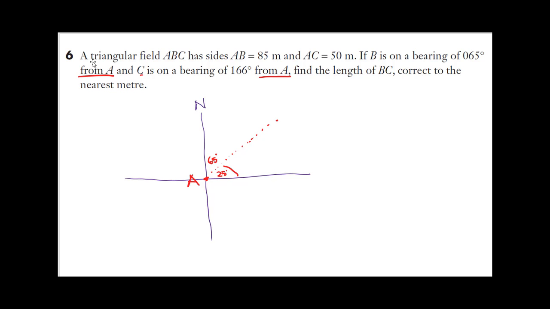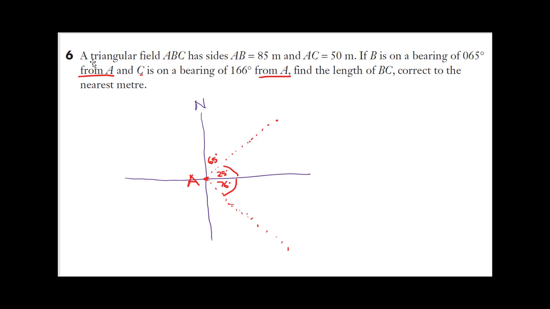We can then see we've got a point C on a bearing of 166. So again, I'm just going to draw a dashed line down here, somewhere in this vicinity here. If it's 166, that's 76 degrees past 90, so this angle here will be 76 degrees.